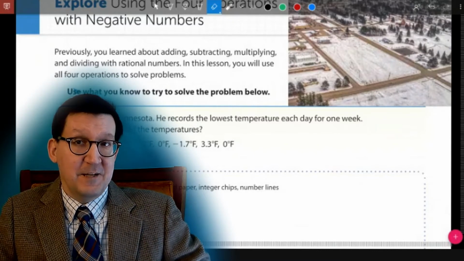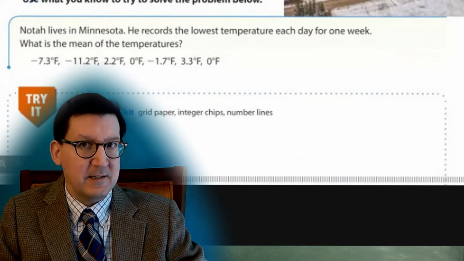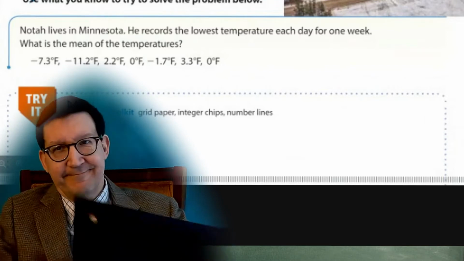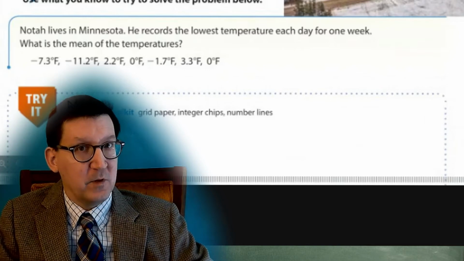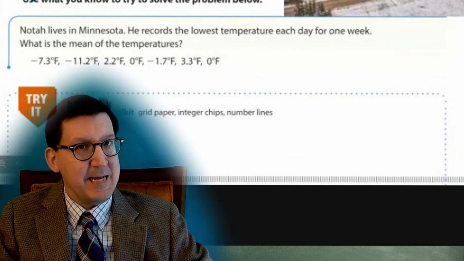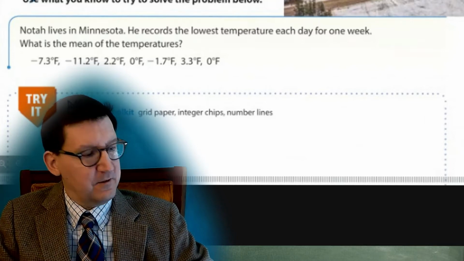Okay, here's our sample problem. Let's work through that together and see what we have. Nota lives in Minnesota. He records the lowest temperature each day for 1 week. What is the mean? Ooh, the mean. You remember that from last year, right? What is the mean of the temperatures?